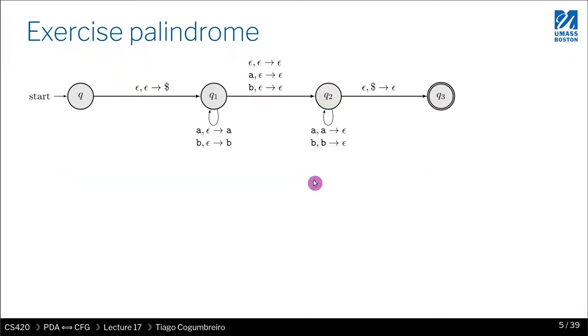Now let's see what I got. So the PDA that I got was this one, where whenever I read an input, I push that input. It could be either A or B. And the idea is you are pushing all the inputs that you want. And let's disregard this for a moment.